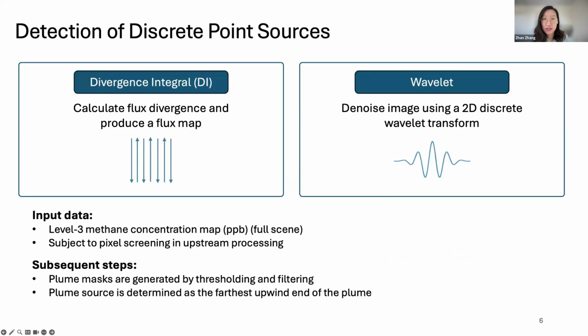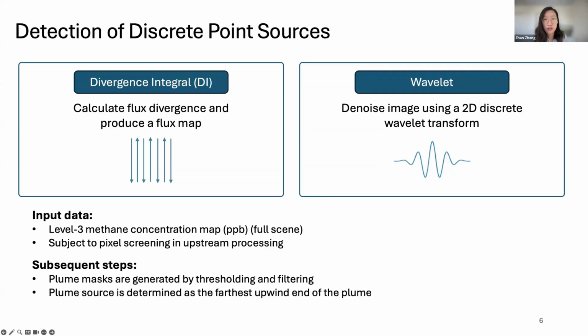Okay, next, I will introduce the two point source detection methods that we currently run in parallel. So the divergence integral method shown on the left is a purely physics-based approach. It basically applies Gauss's theorem to calculate the integral of flux divergence of a closed surface. And by divergence, I mean the flux intensity representing how much emissions are either entering or leaving a given point. So by integrating such quantity, we can generate a flux map. Then the plumes are identified using both the flux map and the original methane concentration map.